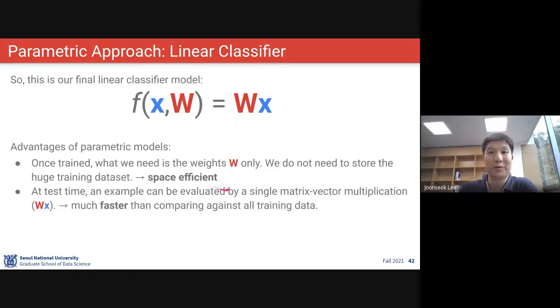So it's space efficient. And at test time, what we need to compute is just a single matrix vector multiplication, which is WX. So it's much faster than comparing against all the training data. So all the training data is, again, like 1 billion images. So we don't have to compute order of N, where N is the number of training images, at test time, which is much faster.